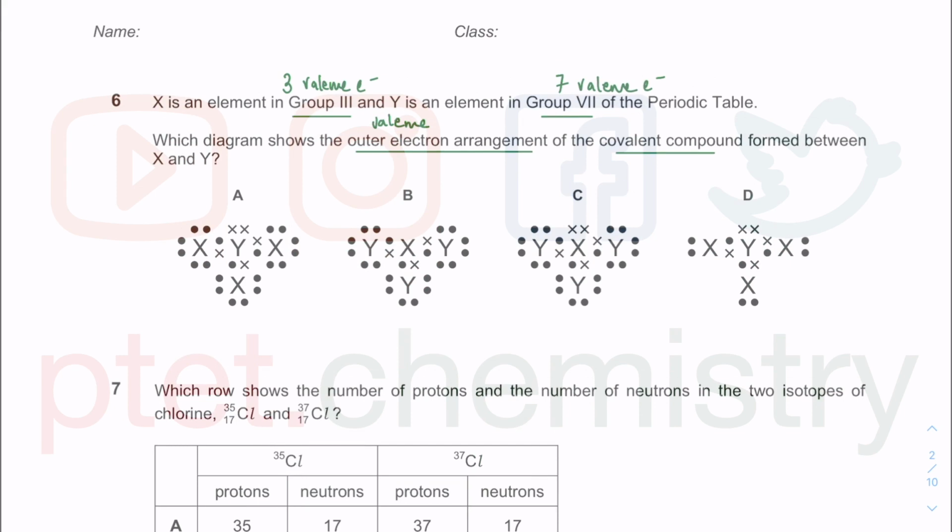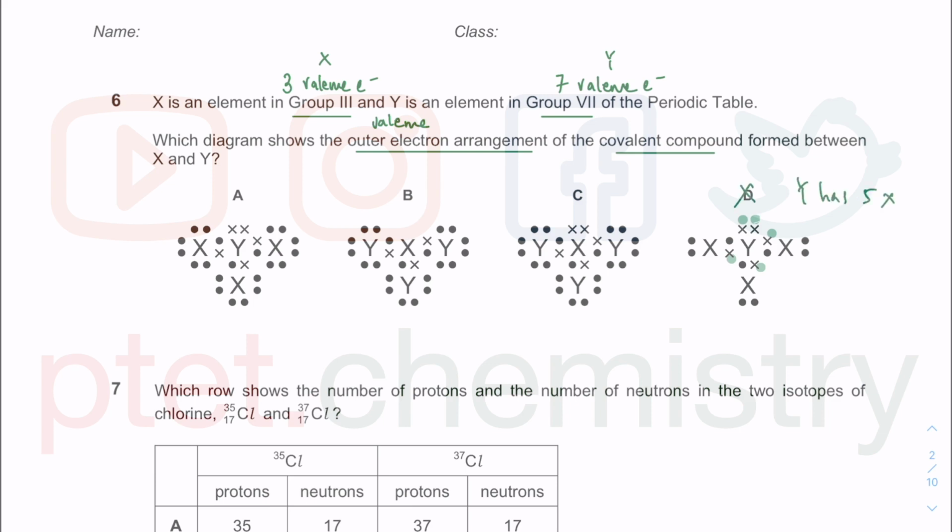So how would this look? Let's see. Y is in group 7 and X is in group 3. Let's have a look at these. If you count, Y must have 7, right? So Y must have 7. So you see, if I do this, 1, 2, 3, 4, 5. So Y has 5 crosses.